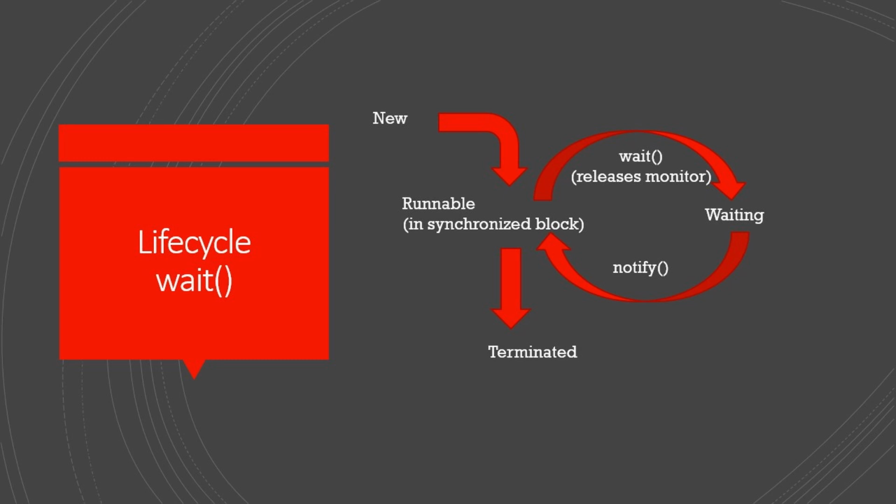Those are still the same. But now what is possible, or a new possibility that we have, is that when our thread that is running is in a synchronized block, and let's say that our thread needs another resource, but that other resource isn't available, or some result of a calculation isn't available yet, so we want to wait.